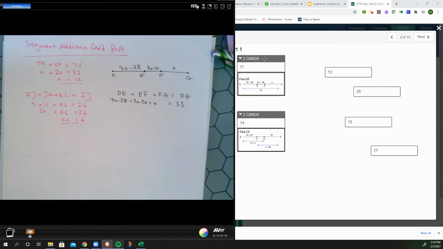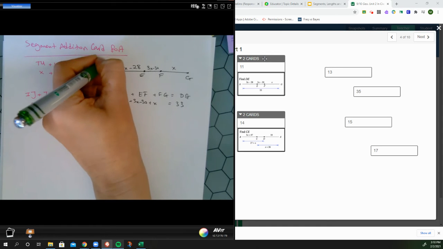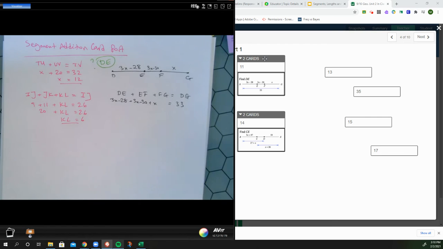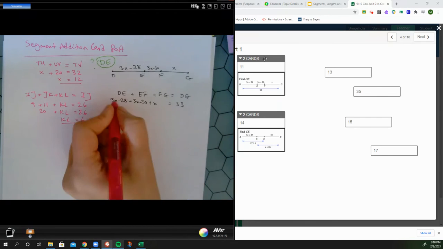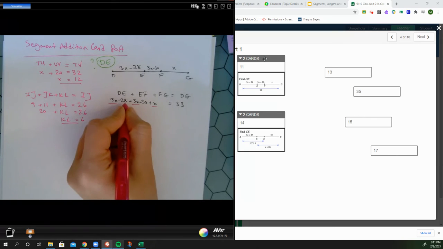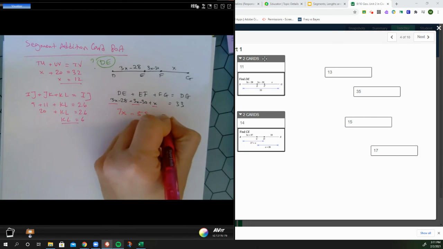Now heads up, folks, this is one of the mistakes I think we were making: we're not solving for x, we are solving for DE. That's the question. How long is DE? I'm going to group like terms. We've got 3x plus 3x plus x, that is 7x. We've got a negative 28 and a negative 30, that's a negative 58.